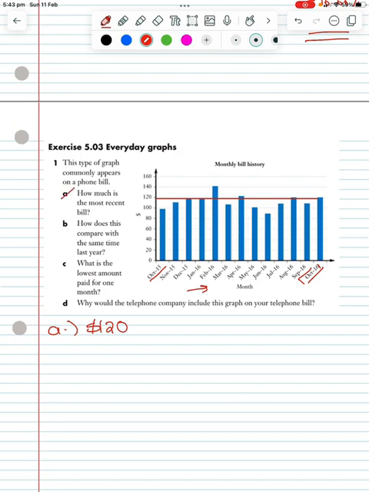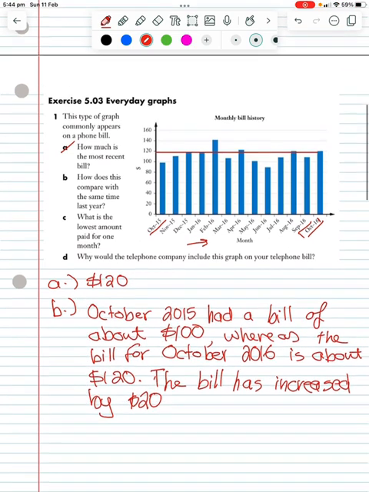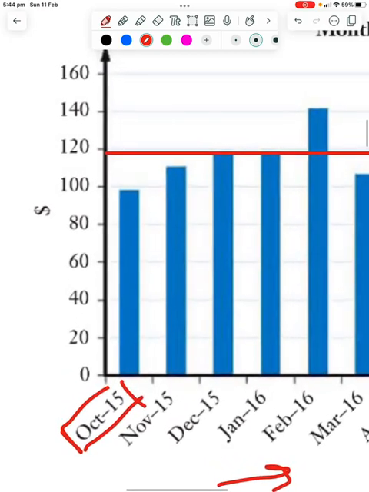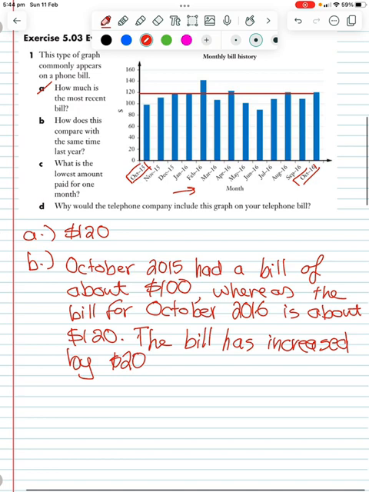How does this compare with the same time last year? I've cheated a little bit. I've pre-written this and I'm just going to paste it so you don't have to wait for me to write. October 2015, so that's the year prior, had a bill of about $100. We're saying about because if we zoom in quickly, we can see it's just below that line, whereas the bill for October 2016 is about $120.